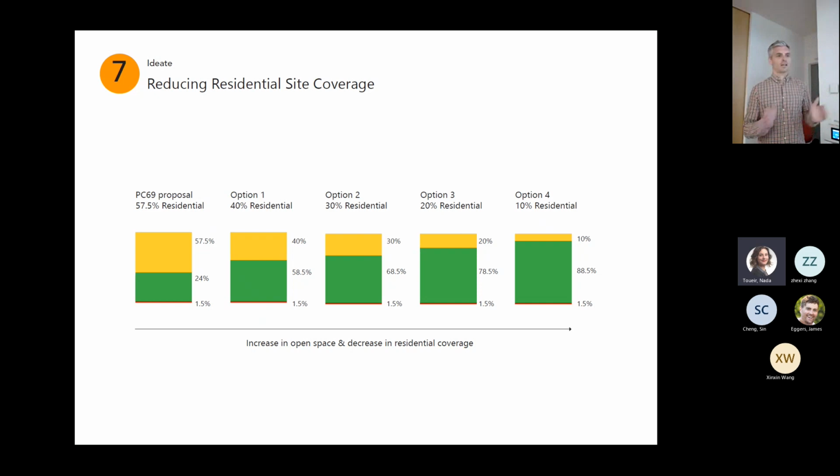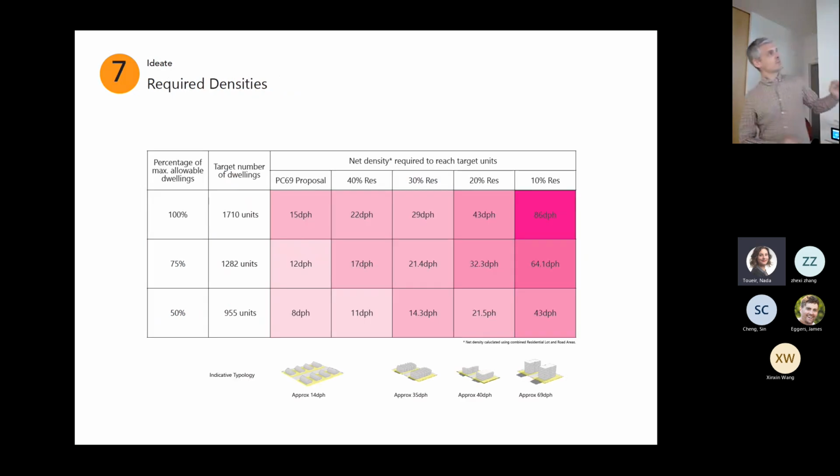So then taking that further, just thinking about reducing residential site coverage, which is one of those goals, just setting up some different options. So the first one is PC69. Currently 57.5% of the site is being used for residential. But what happens if we go 40, 30, 20, and 10 as some options? And then just looking at what the density requirement would be if you use those different site coverages.